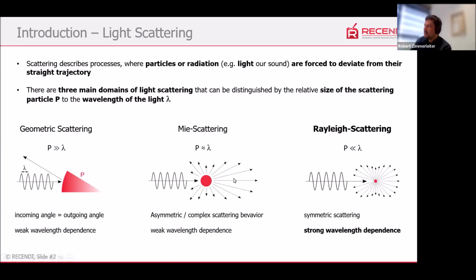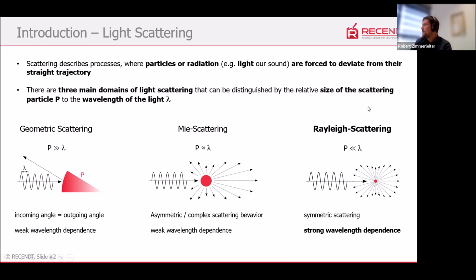And last but not least, the Rayleigh scattering domain, where we have scattering particles that are much, much smaller than the wavelength of the incoming light, which again has a symmetric scattering geometry. And here we have a very strong wavelength dependence, which means that shorter wavelengths are scattered much more strongly than longer wavelengths, which is also why the sky is famously blue, because when you look up, you see a lot of short wavelength blue light being scattered into your eyes. This gives the sky the blue appearance.